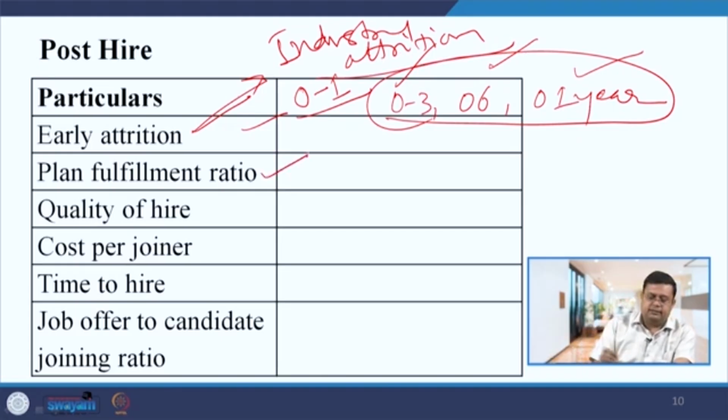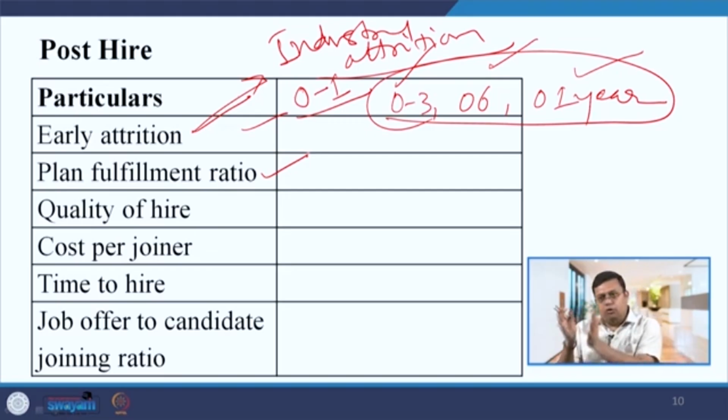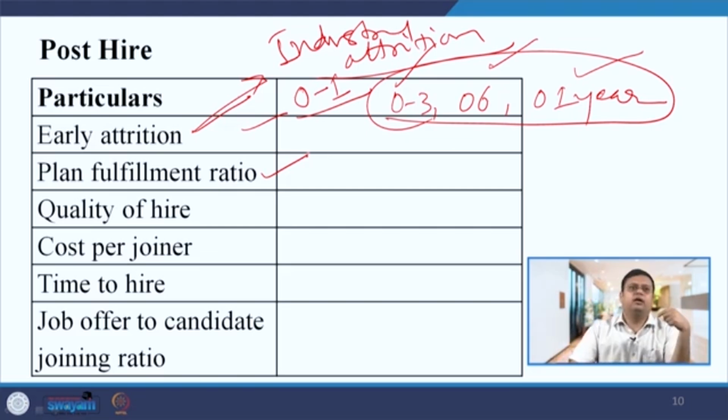Second thing that you can see is the plan fulfillment ratio. If you remember, in the second session of this recruitment analytics, we discussed this plan fulfillment. Whatever planning you had done, for example, the cost per hire, how many applications you needed, how much time you will take to fill up these vacant positions, this is the plan that you had made.